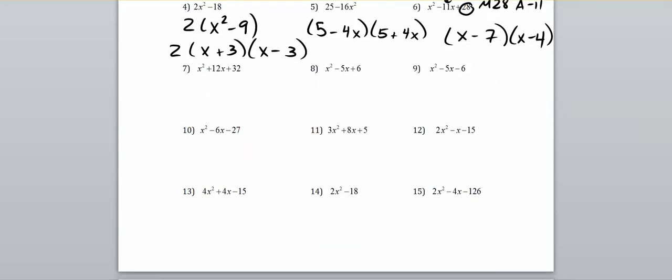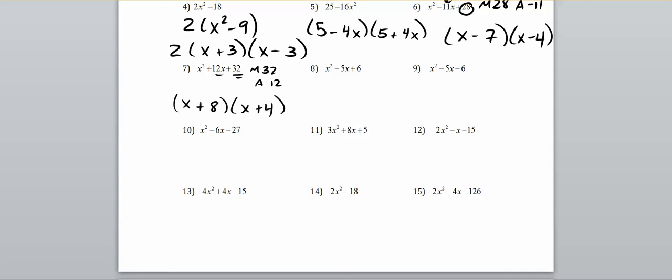All right, let's do number 7. Again, this has a 1 out front as a coefficient, so I can say what multiplies to give me 32 and what's going to add to give me 12. Well, let's see, 8 times 4 is 32, and if I do positive 8 and positive 4, that would give me 12. So I know the only way to get x squared is x and x. I'm trying to figure out my last terms and my middle term by using the multiply-add, so I'm going to say plus 8 and plus 4.